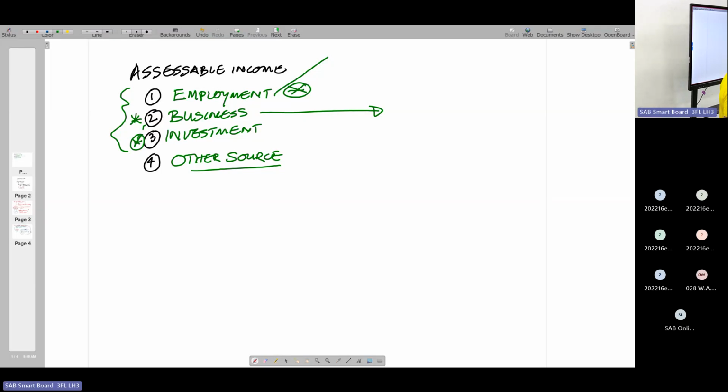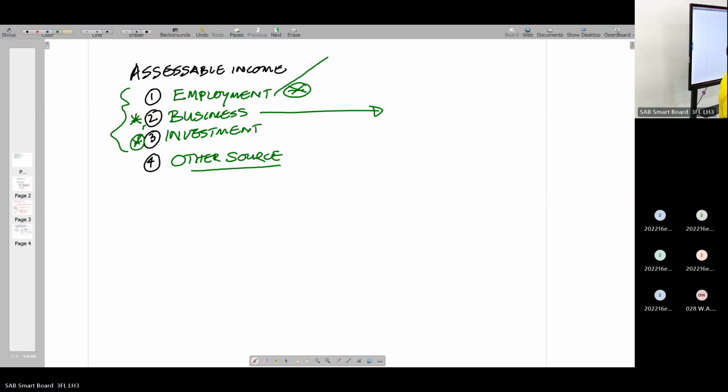Business income. Why? Sorry? Employment.